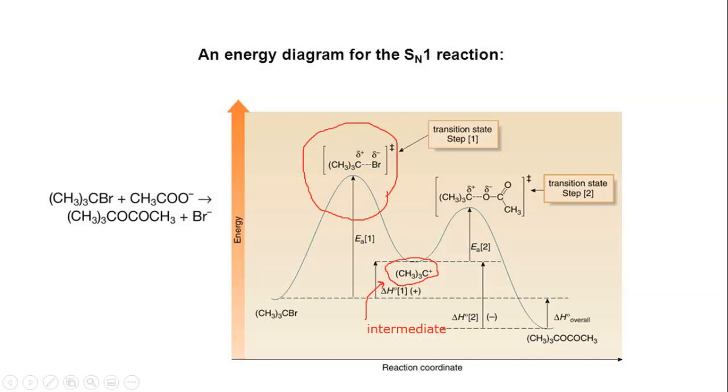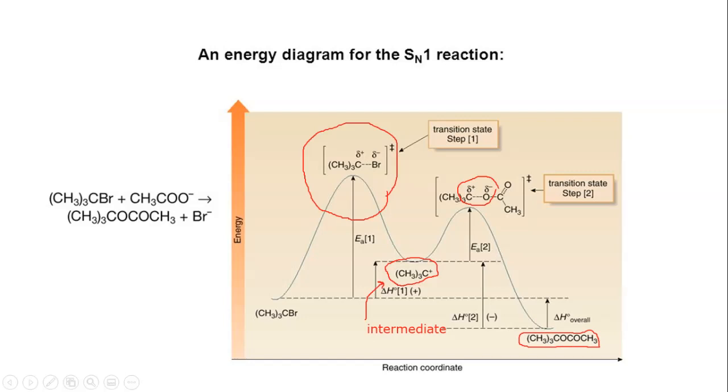Then the nucleophile, in this case acetate, attacks the carbocation, which is what we see here. So the nucleophile, which is the acetate ion, attacks the carbocation, and you form, in this case, your ester.